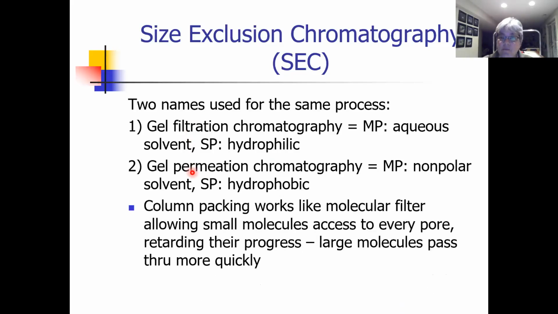You're going to have this column, and it's basically a filter that's going to separate molecules according to size. So the big molecules will go through the column quickly, and the small molecules go much slower. Their progress is retarded, it's slowed.